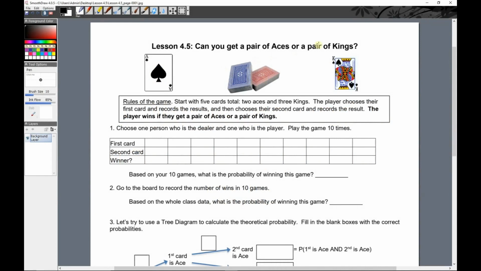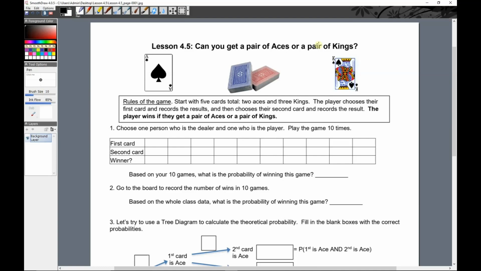All right, so in today's lesson, we're going to look at a couple of things. We're going to look at tree diagrams, and we're going to look at the general multiplication rule. There are actually two multiplication rules, just like there are two addition rules, one general and one specific. We're going to look at the general one today.